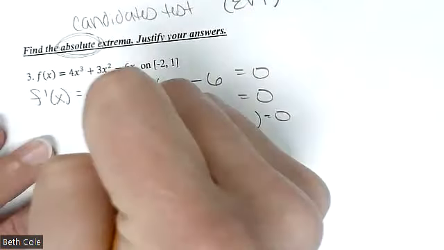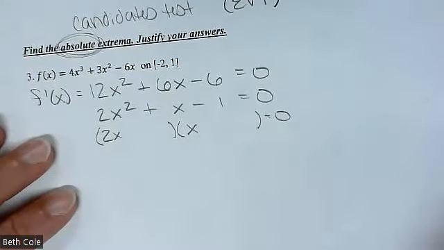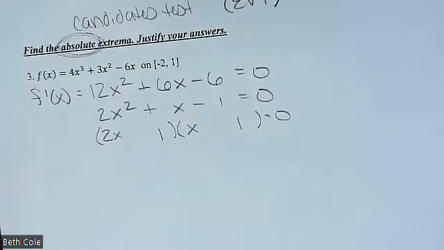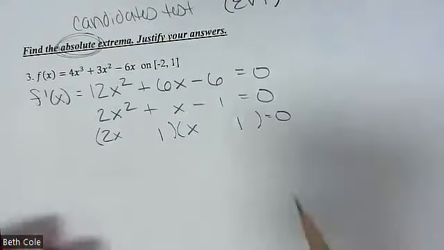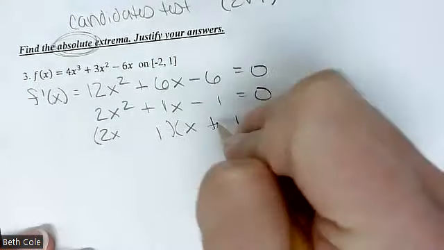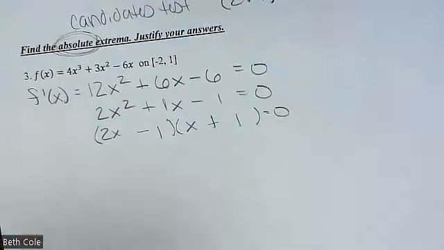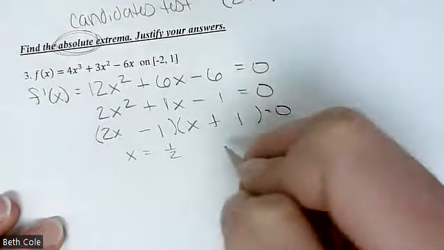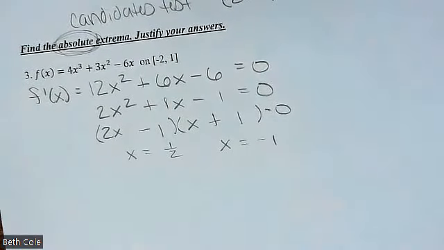So that will be 2x and 1x. 1 just has to be 1 and 1. And then what symbols would we need to get a positive 1x? Yeah, good. This would be the plus 1. That'd be the minus 1. And so your candidates are 1/2 and negative 1. So here's how you do a candidates test.